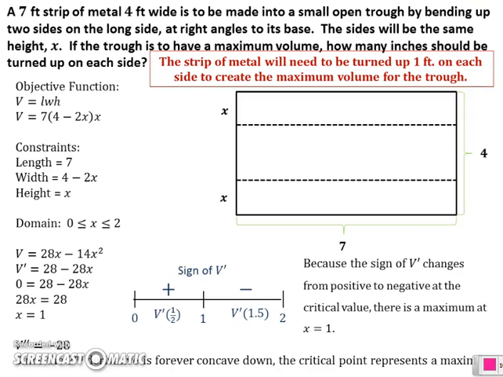So now let's make sure we answer the question, which is: the strip of metal will need to be turned up 1 foot on each side to create the maximum volume. And that's because when x equals 1, it created the maximum. Okay, hopefully that makes some sense. Let's move on to the next video.